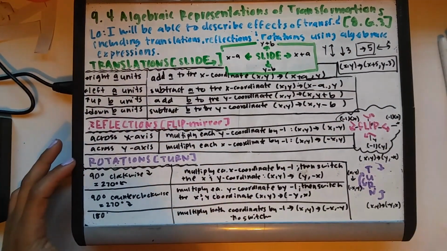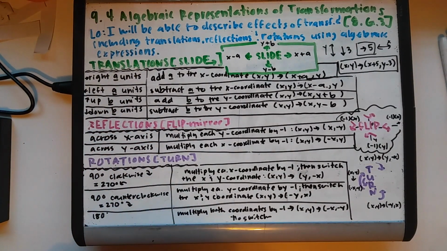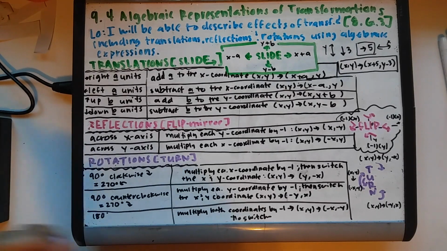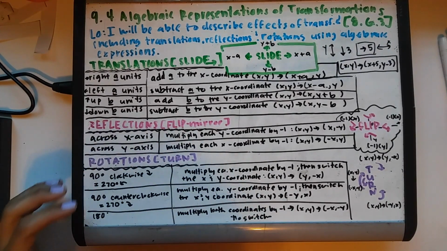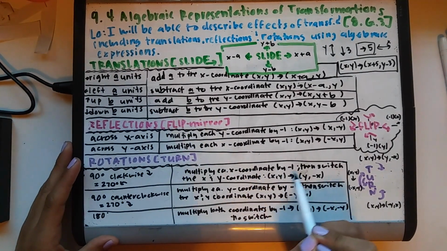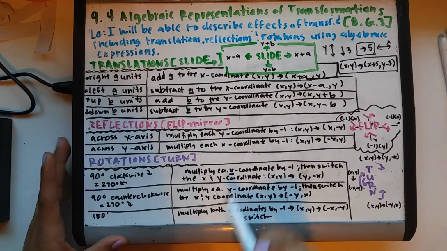And lastly, rotations. Remember, rotations are turning. So we can do 90, 180, 270, and if you do 360, you end up in the same place. Remember, the 90-degree clockwise rotation is the same as a 270 counterclockwise. So when we have a 90-degree clockwise or 270 degrees counterclockwise rotation, you're going to multiply one of the coordinates by -1, and then you're going to switch them. But this is only the x-coordinate.